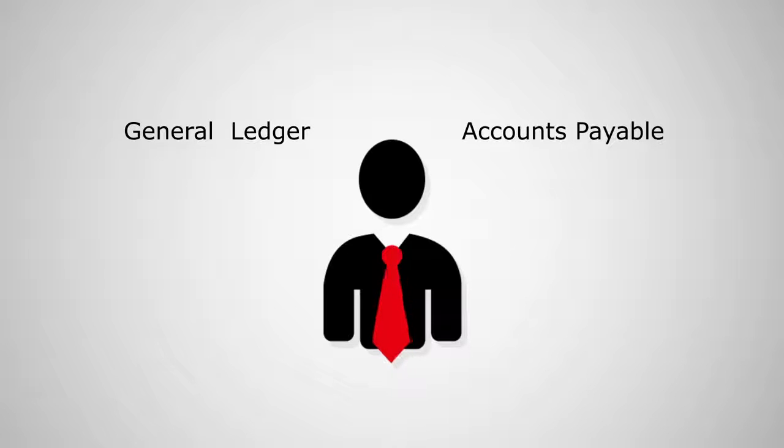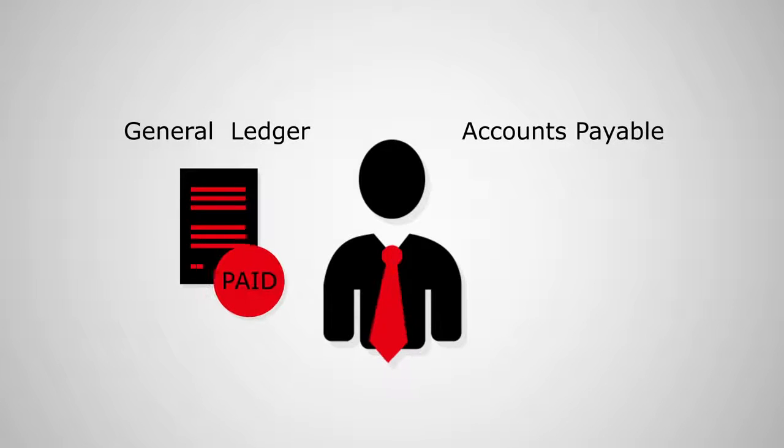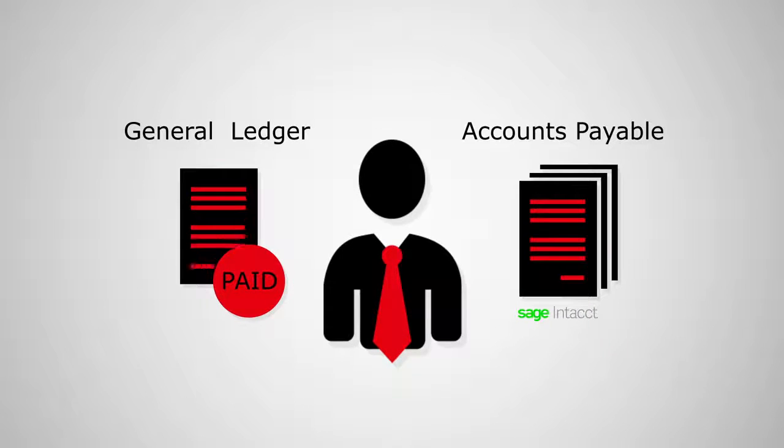The General Ledger is typically chosen if the expenses were already paid in Concur. Accounts Payable is typically chosen if the expenses are to be paid in Intacct.